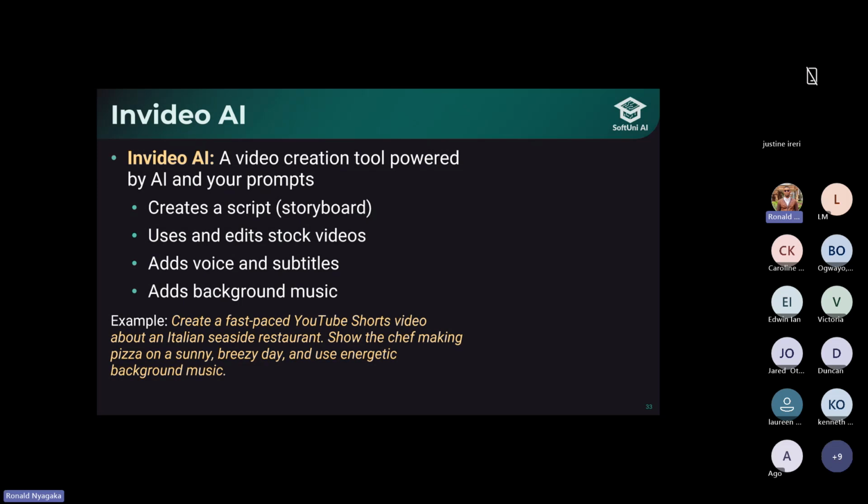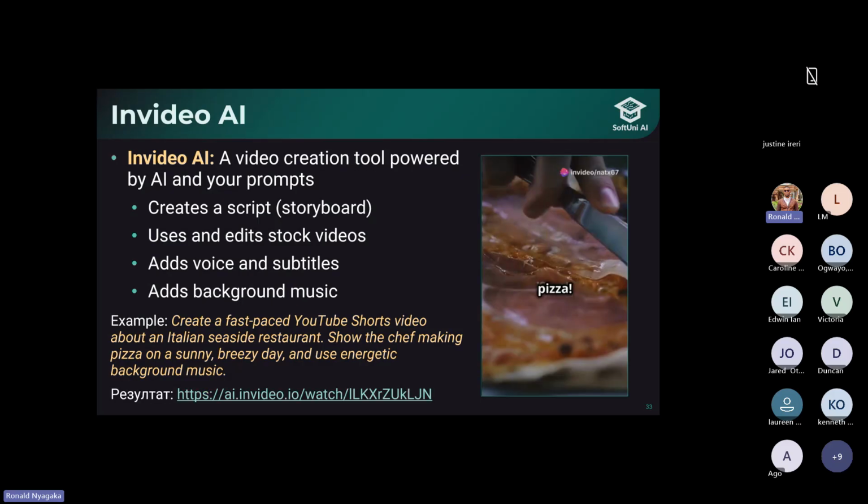They're not long videos. So, a YouTube Shorts video about an Italian seaside restaurant: you give it the context. Show the chef making pizza on a sunny, breezy day and use energetic background music. You've also given it a script on what to do. So let us see the result of that.